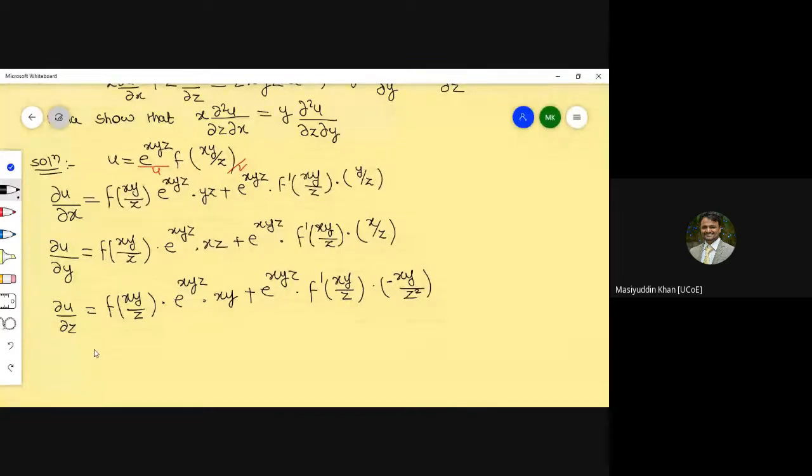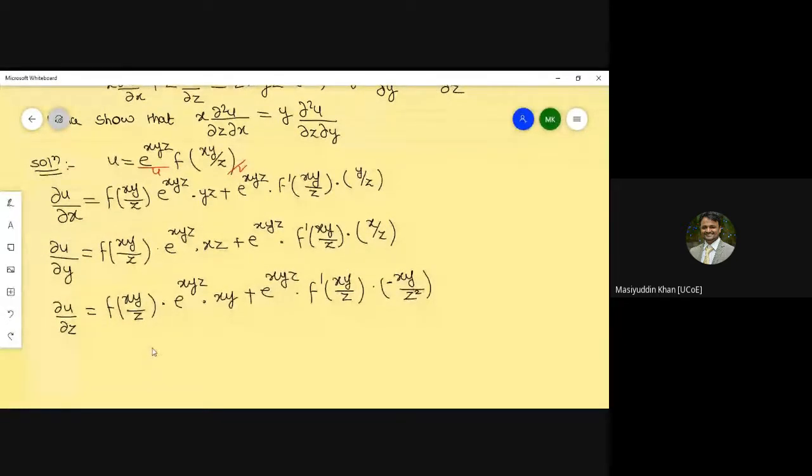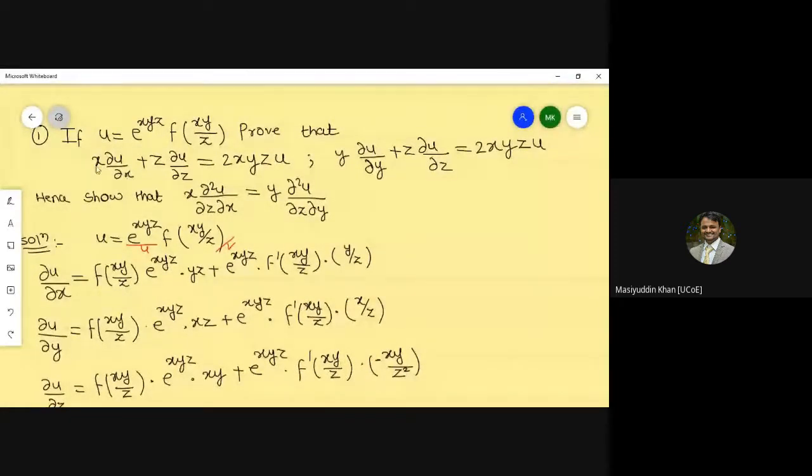So hope I'm considering there will be no doubt, and proceeding with the next part, or whatever the condition is given. The condition is clearly given. We have to multiply dou u by dou x with x, dou u by dou z with z. Similarly, we have to multiply dou u by dou y with y variable. So one by one we have to perform here.